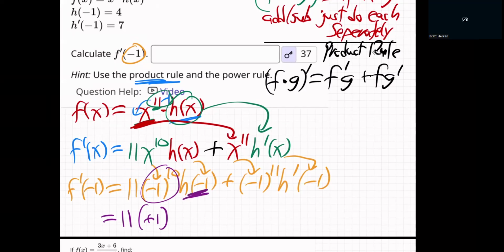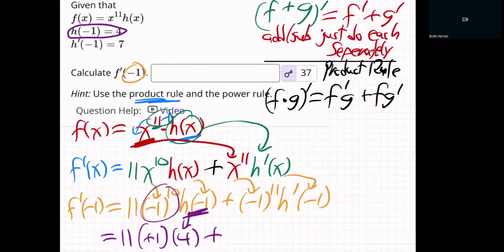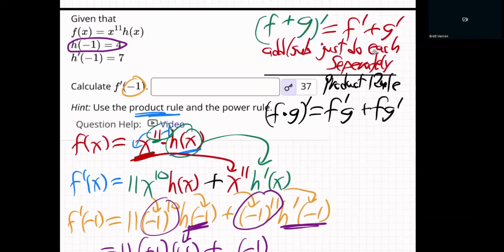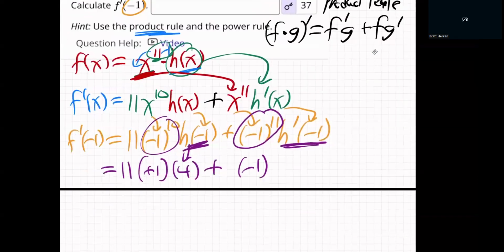Now, what's h of -1? Well, they told us that right here. H of -1 is 4, plus, and then -1 to the 11th power. Well, that's -1 because it's odd. It's 11 negative signs here. It's going to come out negative because 10 negatives is positive and then one more negative is negative. And what's h prime of -1? Well, they gave us that right there. H prime of -1 is 7.